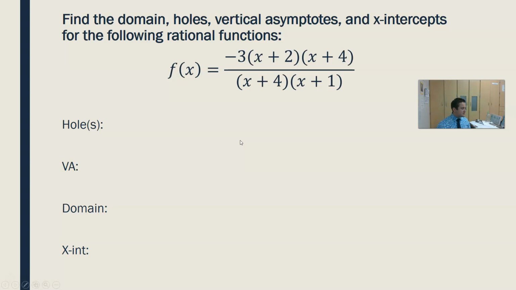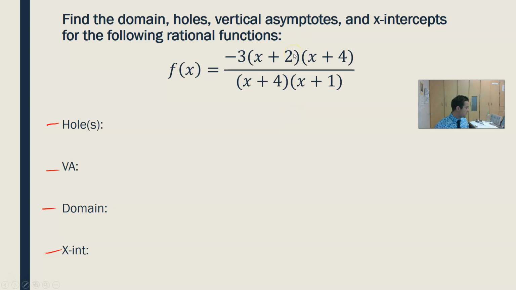So, in the next page of your guided notes, at the bottom, it says rational equations, and I want us to find the domain, the holes, the vertical asymptotes, and the x-intercepts for these rational functions. We'll go in this specific order: the holes, the vertical asymptotes, the domain, and then the x-intercepts. This function is already factored, so I can get started.